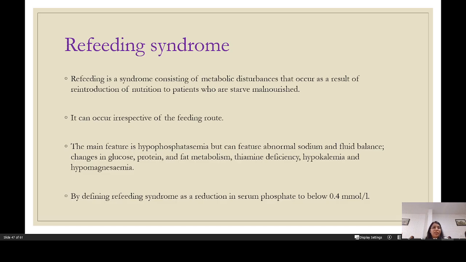Refeeding syndrome consists of metabolic disturbances that occur as a result of reintroducing nutrition to patients who are starved or malnourished. It can occur irrespective of the feeding route. The main feature is hypophosphatemia, but it can feature abnormal sodium and fluid balance, changes in glucose, protein, and fat metabolism, thiamine deficiency, hypokalemia, and hypomagnesemia. It is defined as a reduction in serum phosphate to below 0.4 millimole per liter.